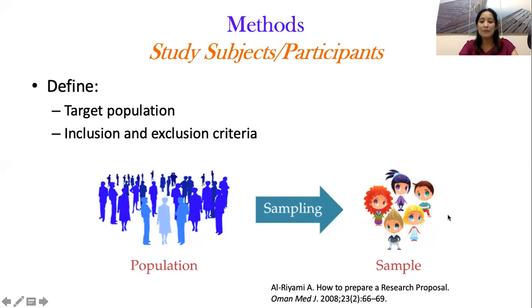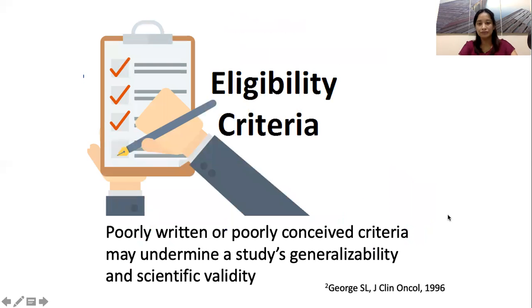So the sample is a representative set of your population. It's very important that your sample is representative of the population so that you can extend or generalize your conclusion to the rest of the population. So it's very important that your eligibility criteria is, what I say, bulletproof, no? Because a poorly written or poorly conceived criteria may undermine a study's generalizability and scientific validity.